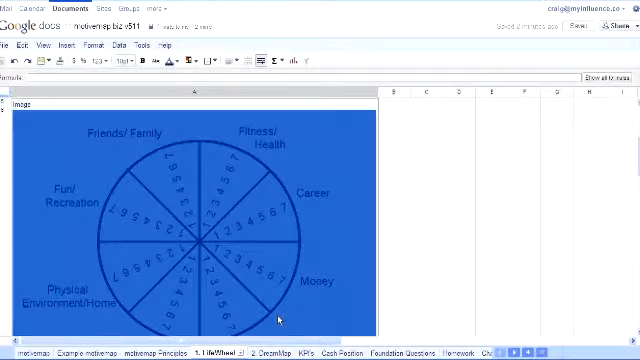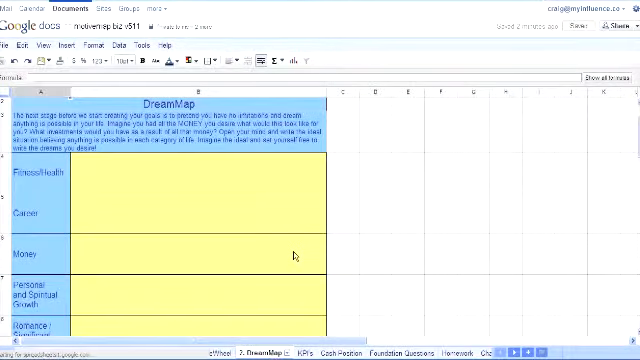The other map is the dream map, which also contains the same categories. If we go to the dream map, you can actually rate yourself by putting a number in each of these categories. And then the real use of the dream map is to create the dream of what the ideal situation in each of these categories is.